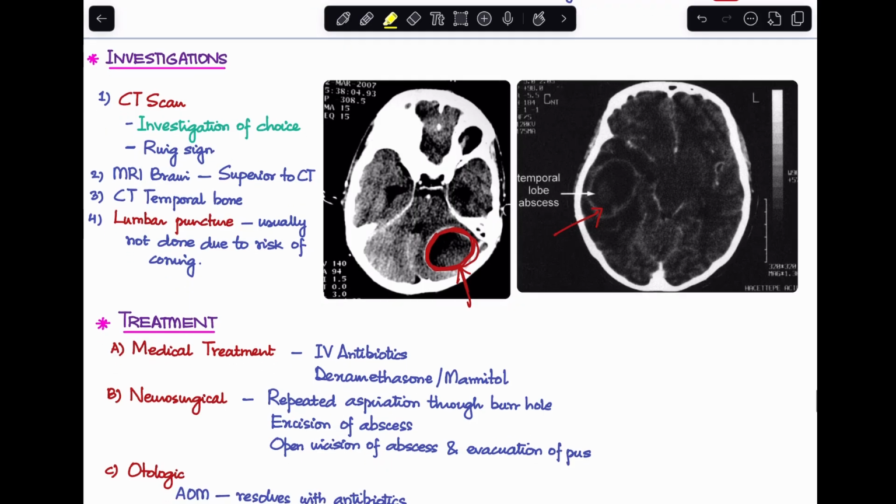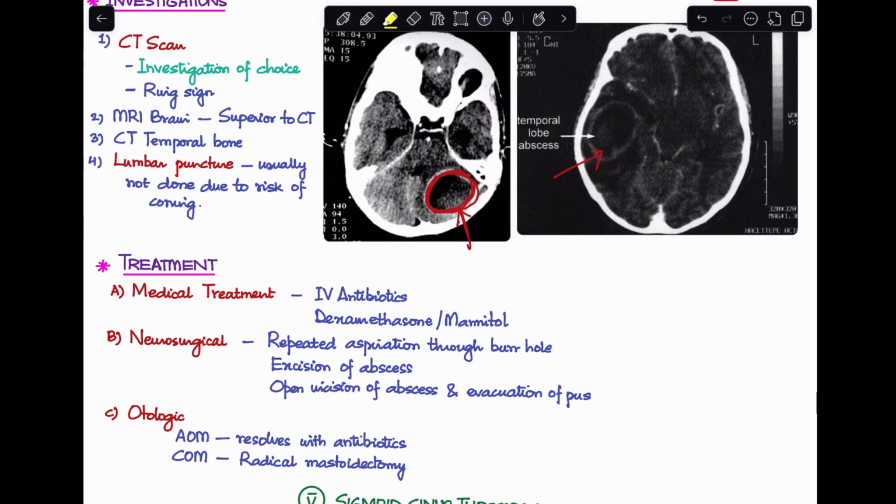Coming to treatment, there are 3 aspects of the treatment over here. First of all, we start with medical treatment, where we give IV antibiotics to reduce the infection and dexamethasone or mannitol to reduce the raised intracranial tension. Second is the neurological aspect, where we have 3 options. One is we either perform a repeated aspiration of the pus through the burr hole. Second is excision of the abscess, and third is open incision of the abscess and evacuation of pus.